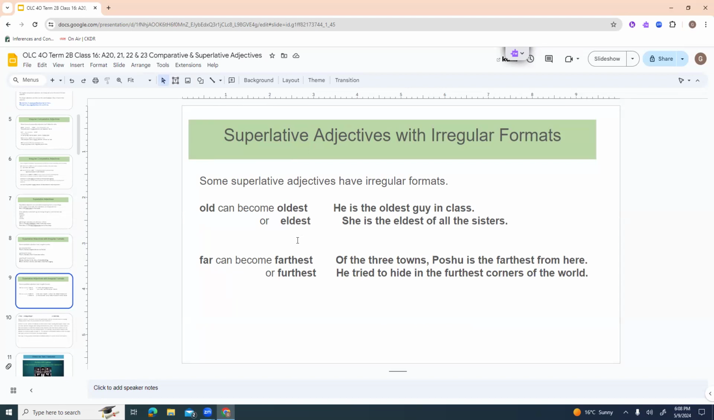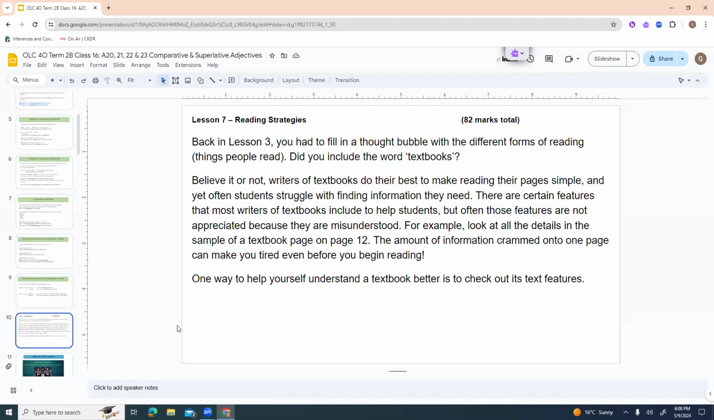Okay, so old becomes oldest if it's just general population. He is the oldest guy in the class. Old can become eldest if you're talking about a family. She is the eldest of all the sisters. He is the eldest of the brothers. Far can become farthest or furthest, right? And again, some people would say farthest should only be used with specific distances, and furthest is with non-specific, and some people don't care. To me, furthest almost has a sort of a British feel to it. I think I would almost always use farthest, but again, that's up to you because as far as I can tell, there's no definite right or wrong for that one.